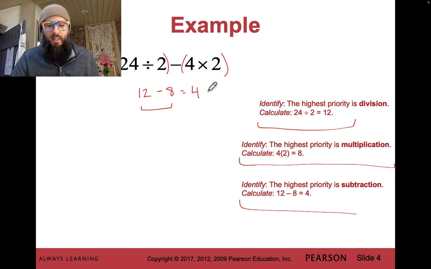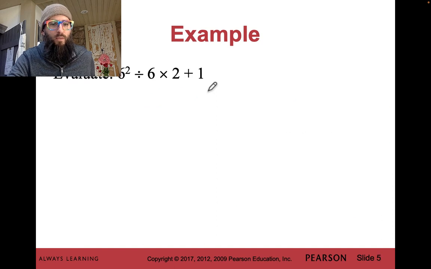Now that we've simplified this, the only operation we have left is subtraction, and we know that 12 minus 8 is 4. Now it's going to seem like it's relatively easy because I've done this a million times and I know the process. So if you need to take a moment, pause it, and go back and really think through this stuff, by all means, totally go ahead and do that.